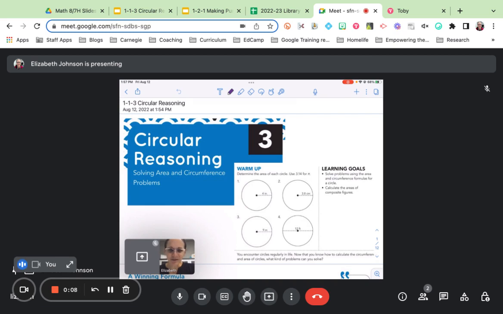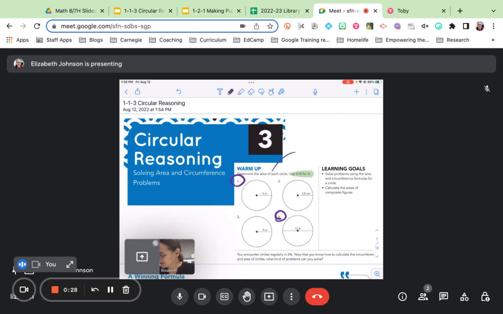So as you come into the classroom and get settled, I want you to work on two of these warm-up problems. And these are the two that I want you to do. Number 1 and number 4. Now remember, here we're looking at the area of a circle. We're told to use 3.14 for pi. It says that right there.